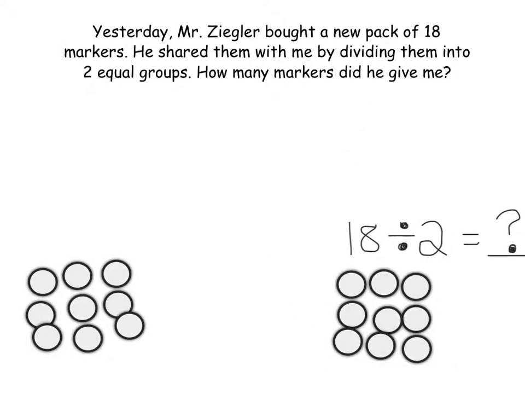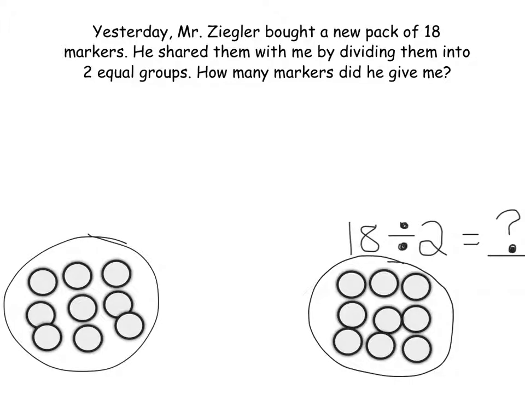So count these up. How many counters do I have in this group now? 1, 2, 3, 4, 5, 6, 7, 8, 9. There are 9 counters or 9 markers in each group, which means 18 divided by 2, I now know my unknown. My unknown would be 9. That's the size of each group. There are 9 markers or 9 counters in each group now.